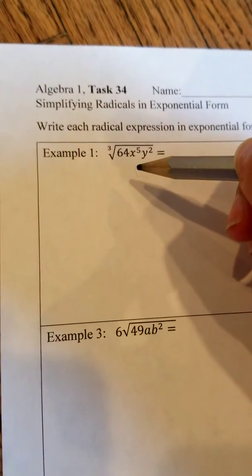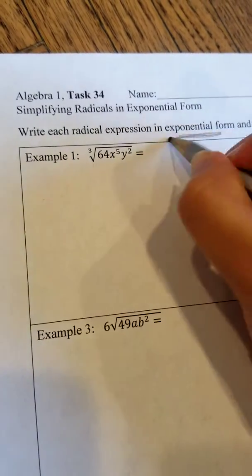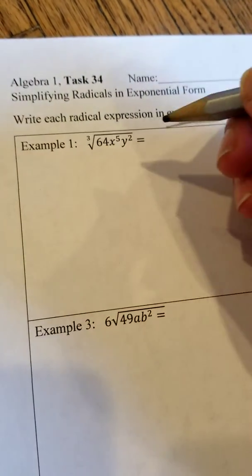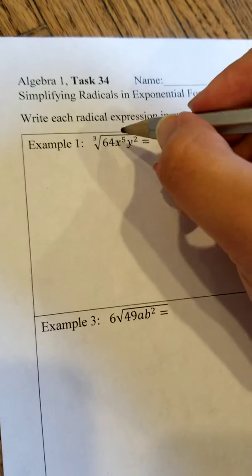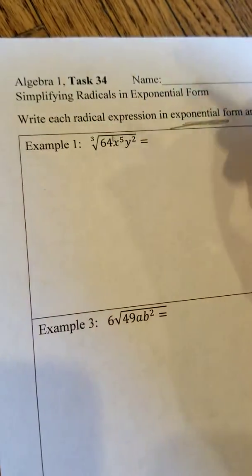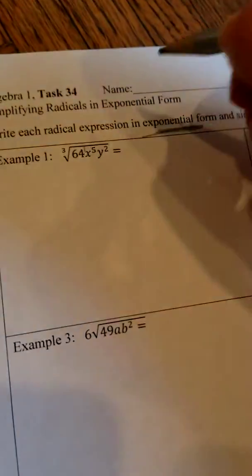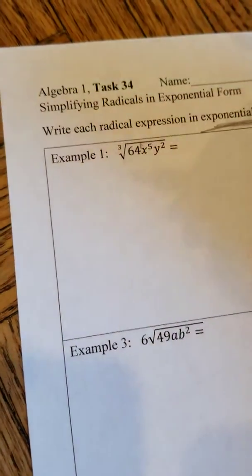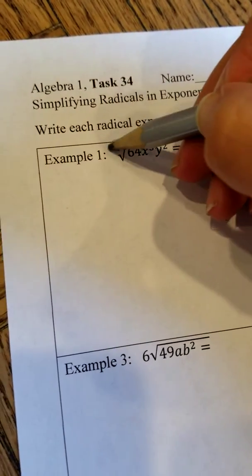We've done this stuff before where we got radical expressions and we got to turn them into exponential form right here. So first thing you want to do is figure out what everything's being raised to. 64 to the what? 64 to the 1 right here. And then x is being raised to the 5. Y is being raised to the 2. Cool. Do y'all remember where the root is? The root is right here.